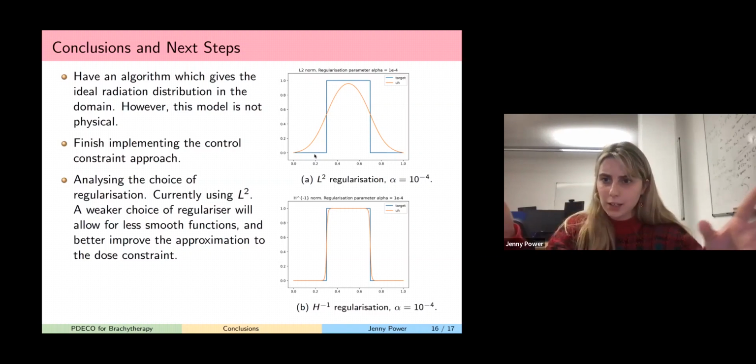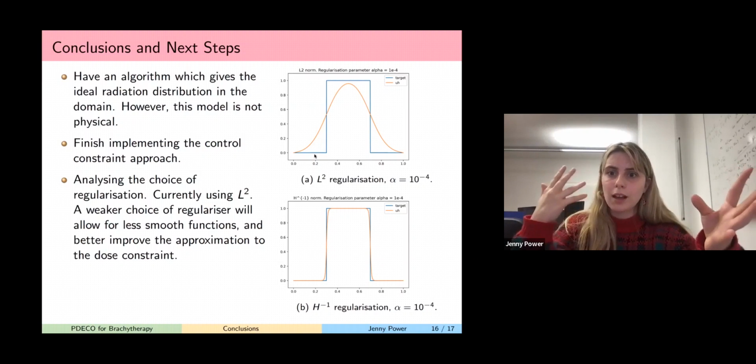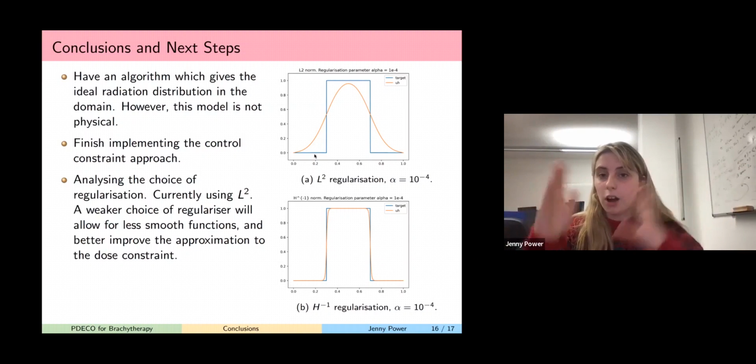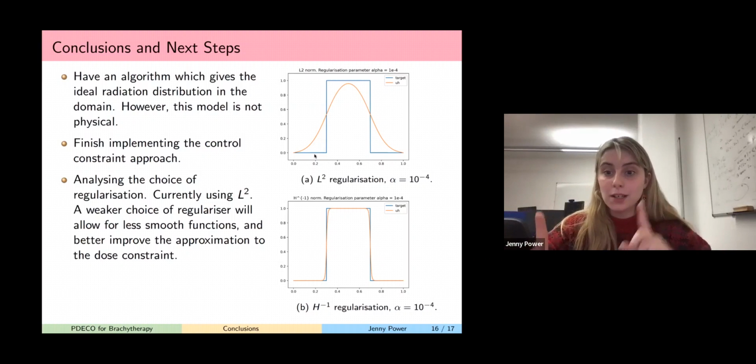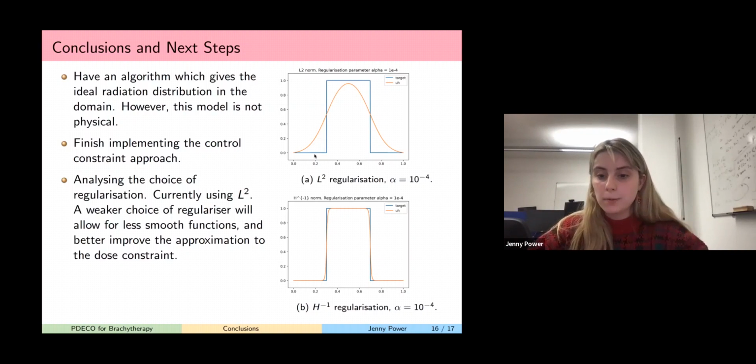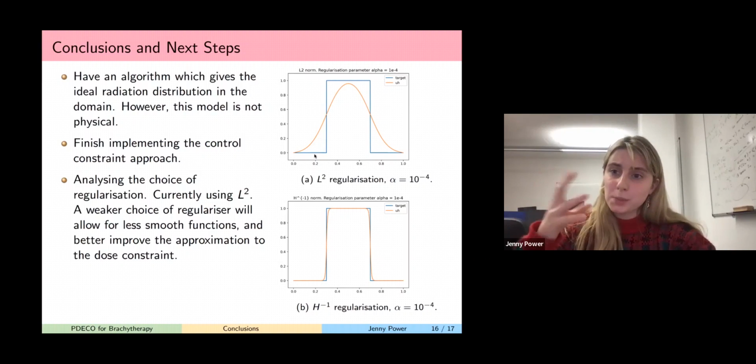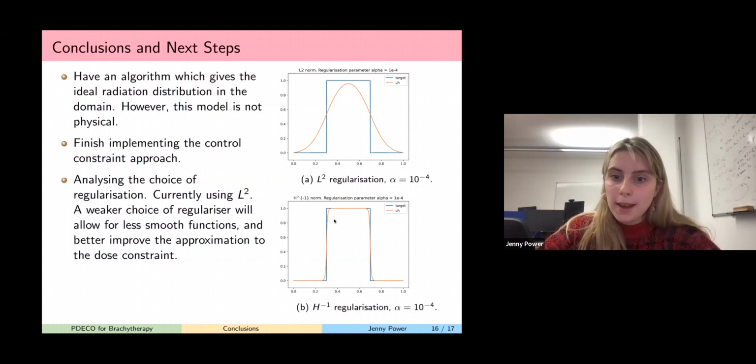On the right-hand side here, I have illustrations of this. This is the non-constrained problem. This is the exact same setup, everything is the same, except that in the top figure I'm using L2 regularization, and in the bottom figure I'm using H-1 regularization. H-1 is much weaker than L2, and you can see that for the same regularization parameter, I get a much better approximation to this piecewise function from H-1 than I do from L2. So this is really nice and I want to look into this a bit more.